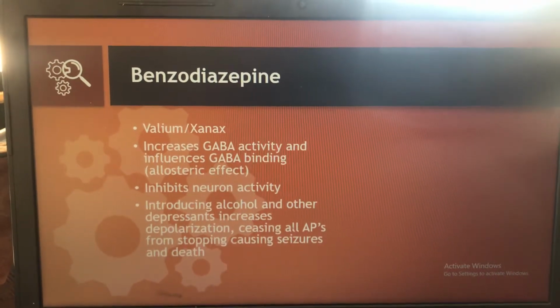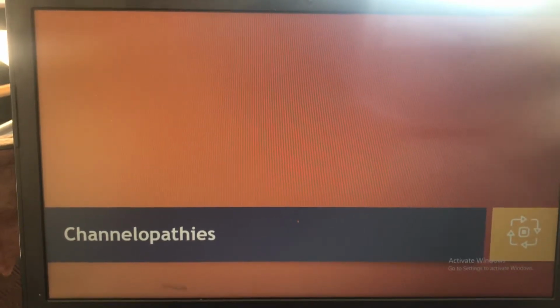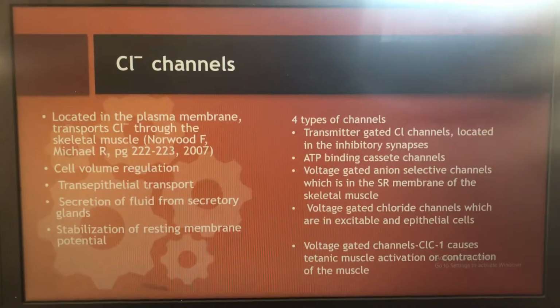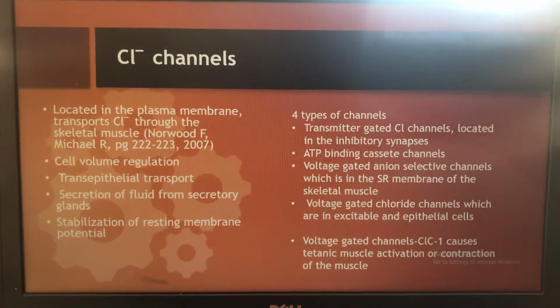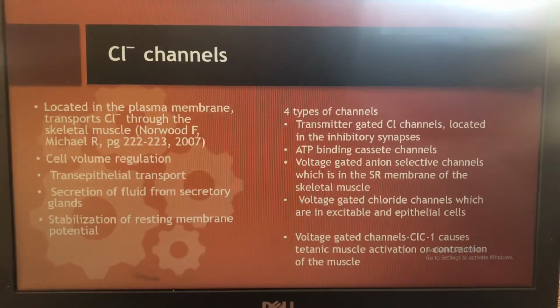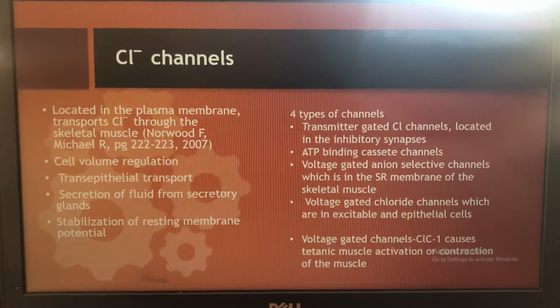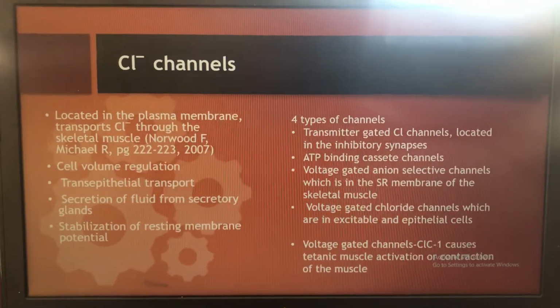Now, channelopathies are conditions that affect ion channel functions, and your chloride ions are located in the plasma membrane and are able to actively transport chloride throughout the skeletal muscle. These are important as they play roles in cell volume regulation, transepithelial transport, secretion of fluid from the secretory glands, and the stabilization of resting membrane potential.